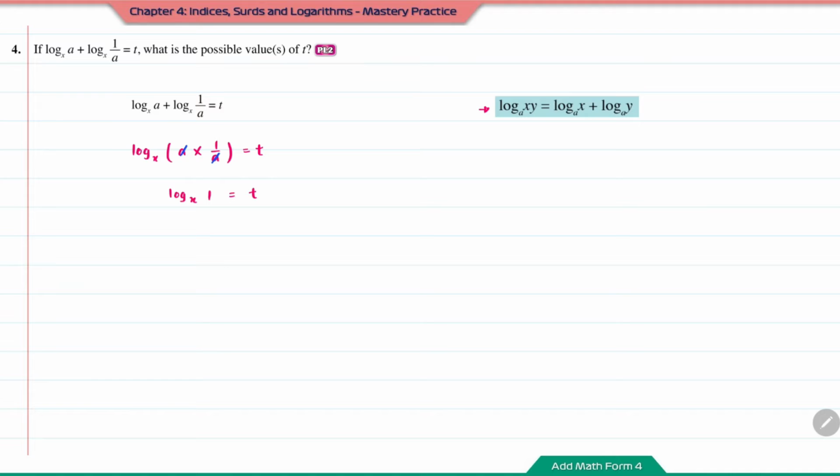To find the value of t, we can convert these logarithm forms to index form. So, refer here. So now I can write this as x to the power of t equal to 1. So in order to get 1, any number with the power of 0 will equal 1. Therefore, t is equal to 0.